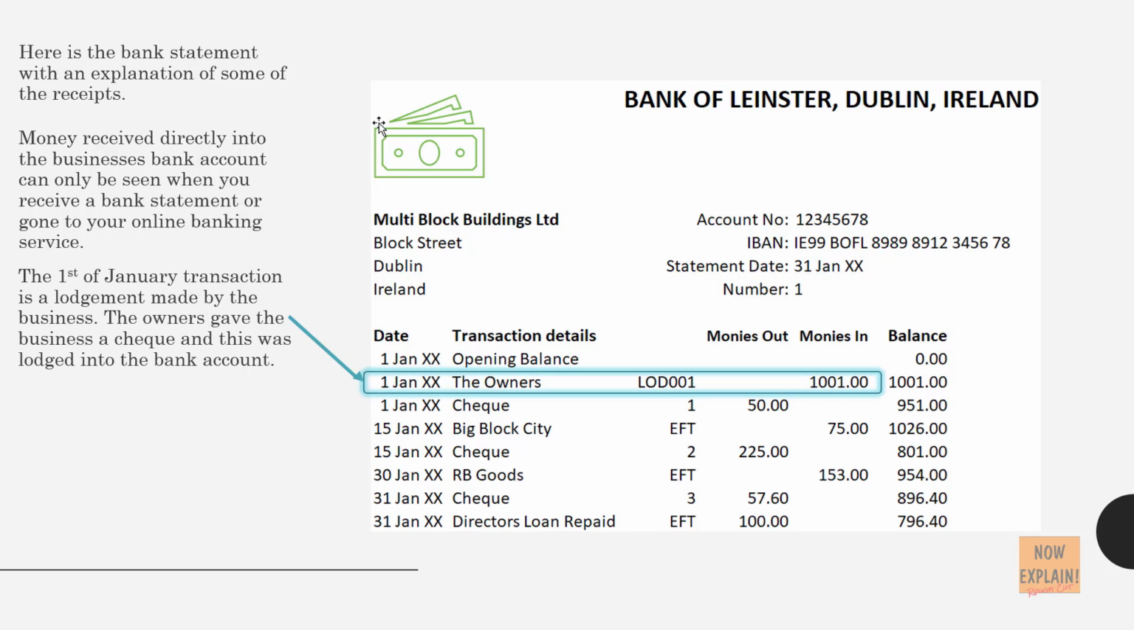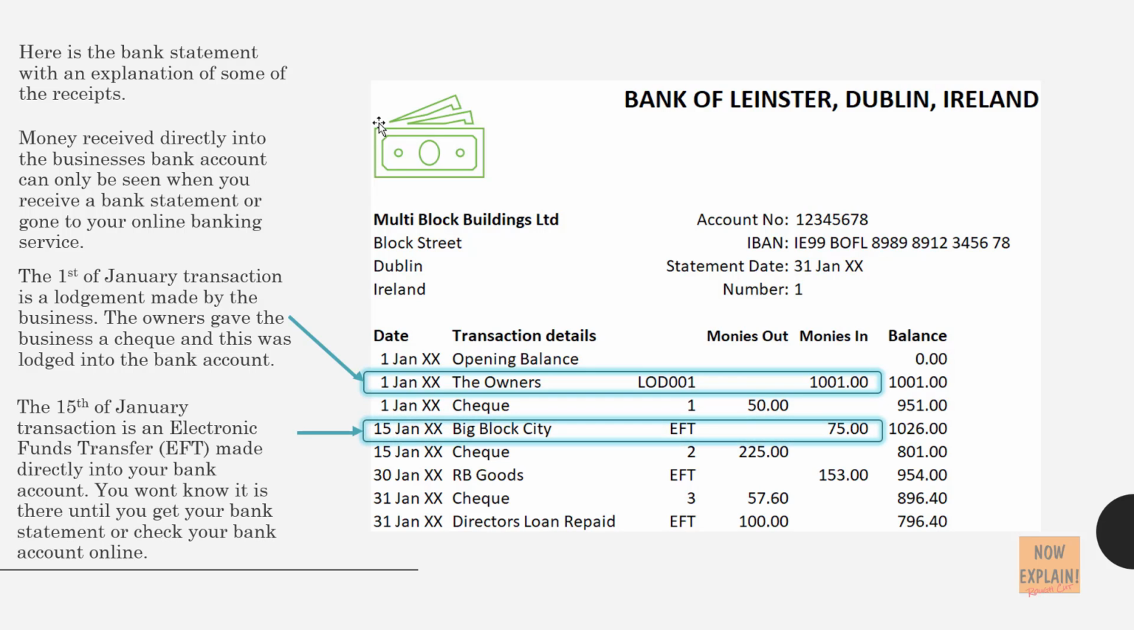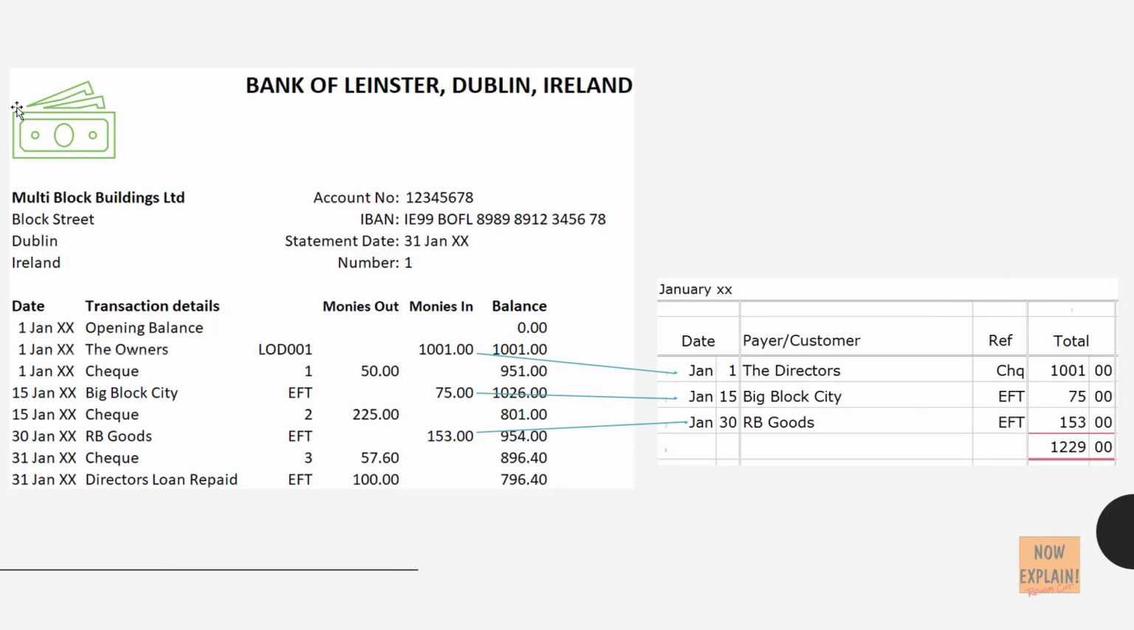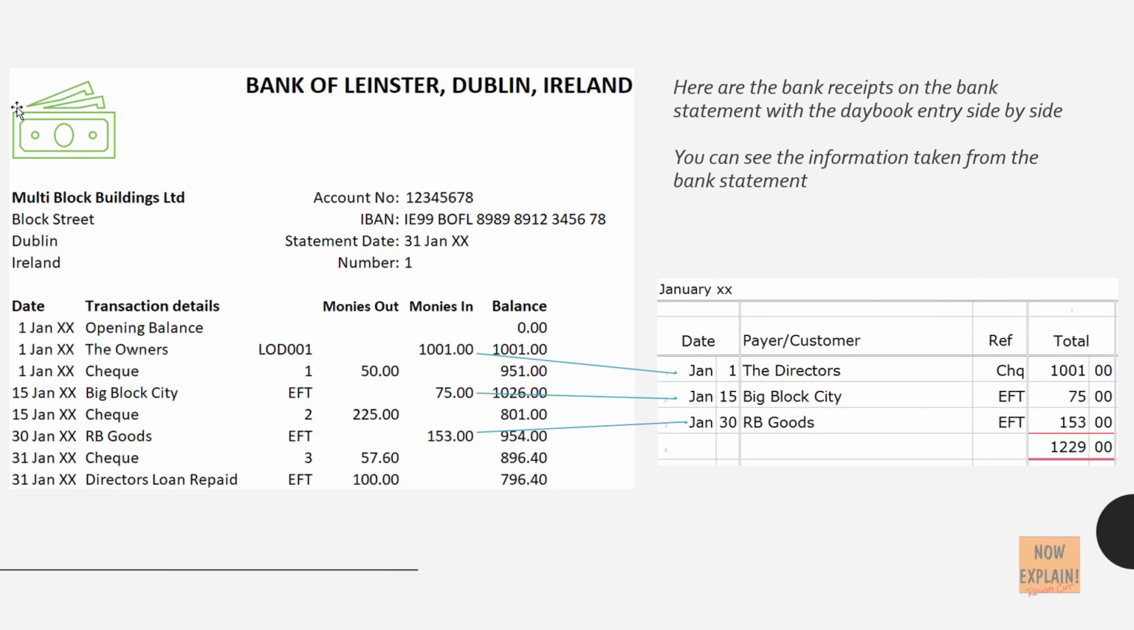The 1st of January transaction is a lodgement made by the business. The owner gave the business a cheque and this was lodged into a bank account. The 15th of January transaction is an electronic funds transfer, EFT, made directly into your bank account. You won't know it is there until you get your bank statement or check your bank account online. Here are the bank receipts on the bank statement with the daybook entry side by side. You can see the information taken from the bank statement.